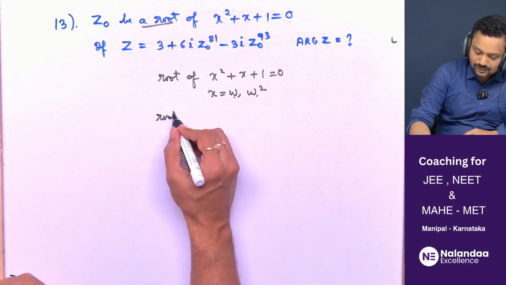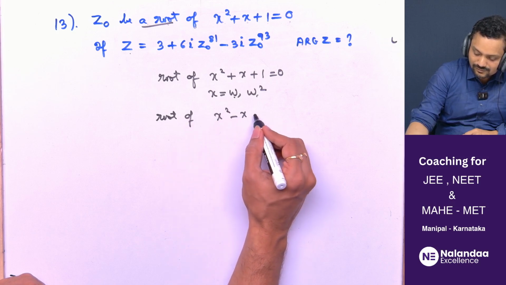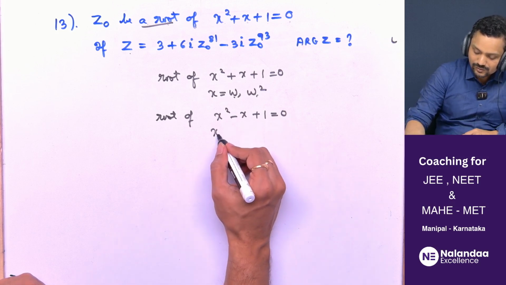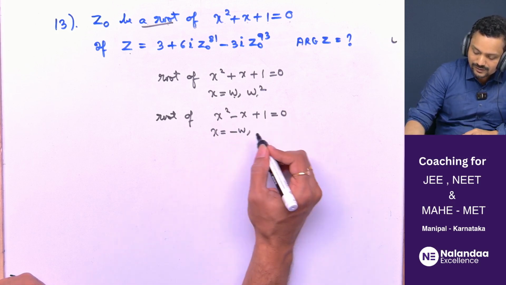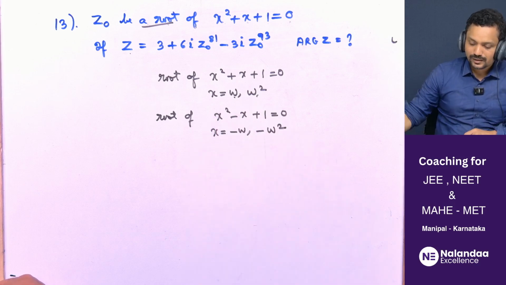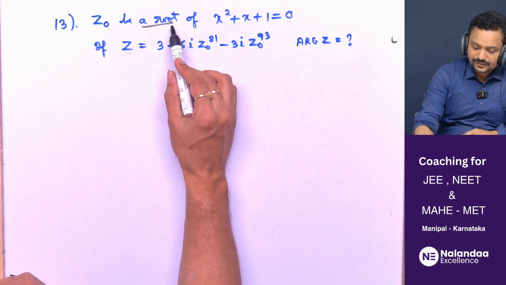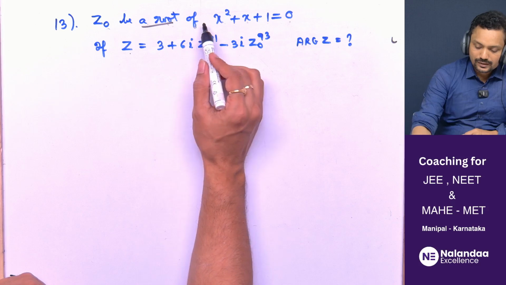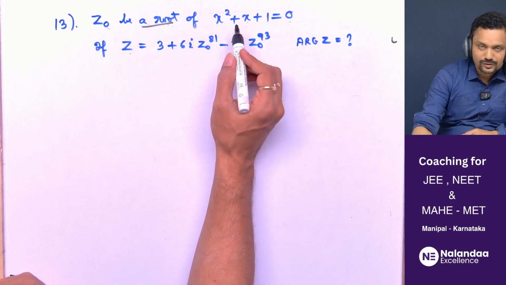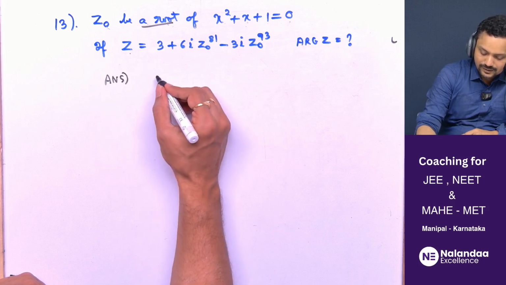Similarly, if the topic is a root of x square minus x plus 1 equal to 0, then you can take x is equal to minus omega or minus omega square. We already spoke about this, students. Now if they say z naught is a root of this, then the root is omega, therefore automatically z naught should be omega. So I'll start my explanation here.